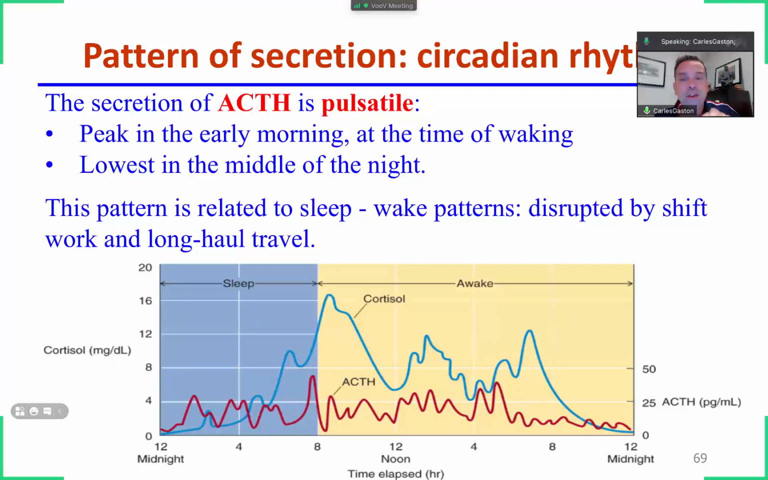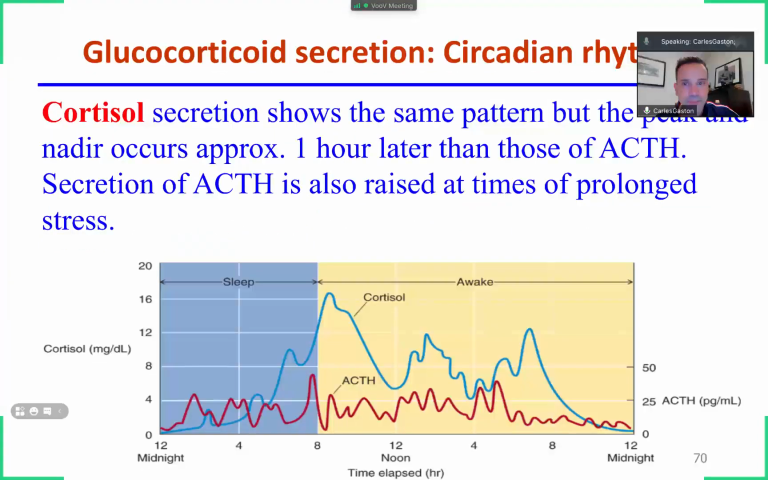This pattern is related obviously to sleep and wake, and it can be very badly disrupted with shift work and also in jet lag or long haul travel, because it goes with the daylight pattern.